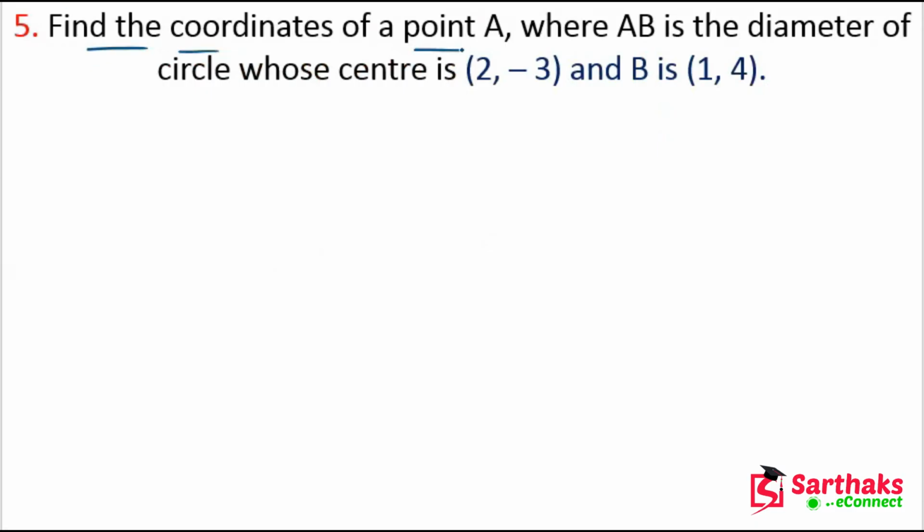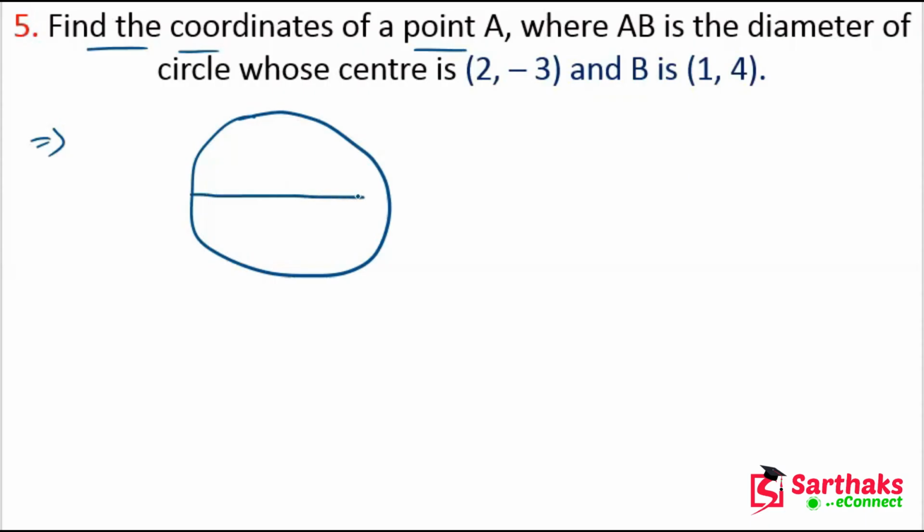Find the coordinates of a point A where AB is the diameter of a circle whose center is (2, -3) and B is (1, 4). Okay, so let's draw the circle. Let's suppose this is the circle and we have this diameter. We have the center, which is (2, -3). We have this point A and this point B.